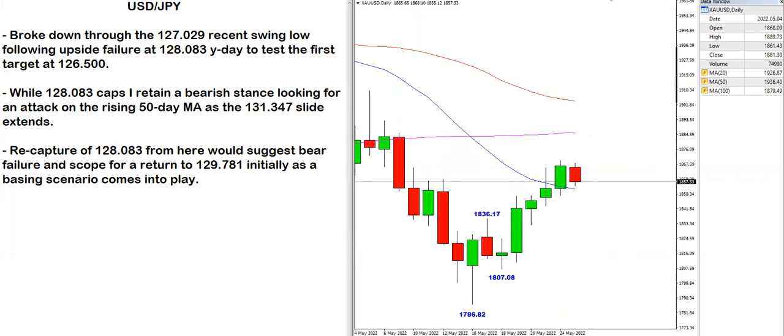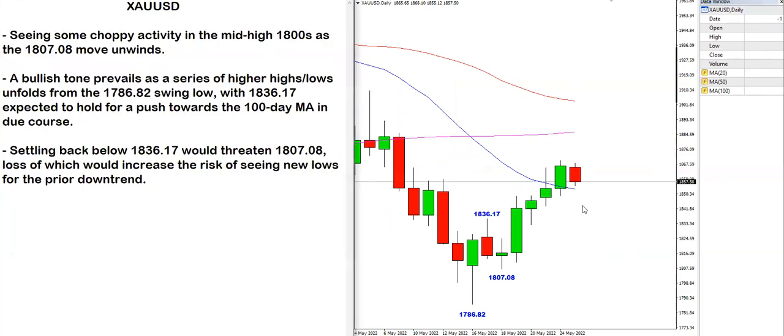On to gold. Gold, we saw the break of the 1865.43 high. No real follow through at the moment, so a little bit of choppy activity here as the 1807.08 upswing sees a little bit of a pause. So retaining a bullish bias while above 1836.17, this old trigger point, the break level here. So downside, not seeing a whole lot below that level before we break up and resume this move.